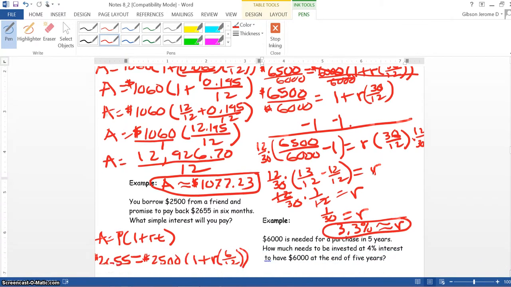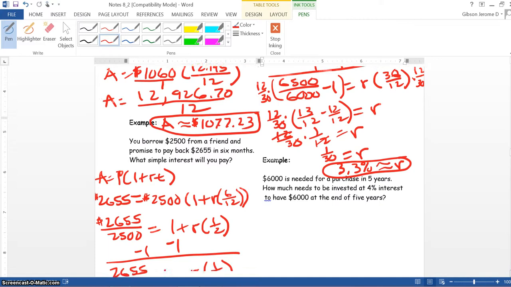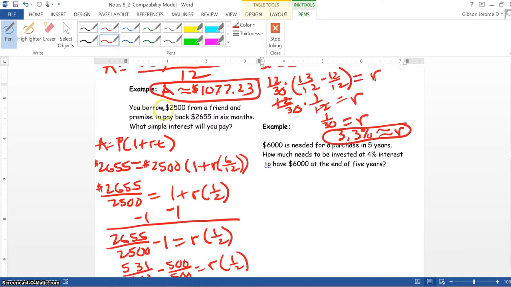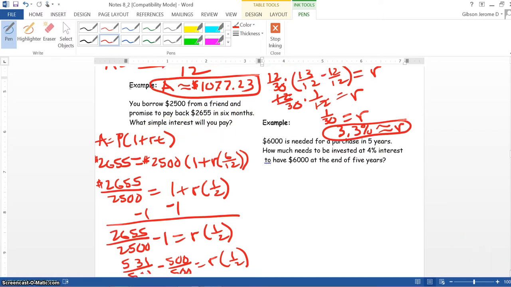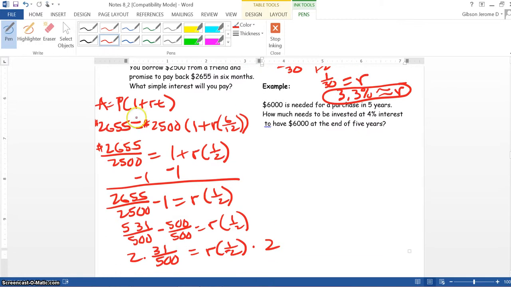Now, we scroll down here to the next problem. It says you borrowed $2,500 from a friend and promised to pay back $2,655 in 6 months. What simple interest will you pay? So we have A is equal to P times 1 plus RT. So our A is 2,655 equals 2,500 times 1 plus R times 6 over 12.